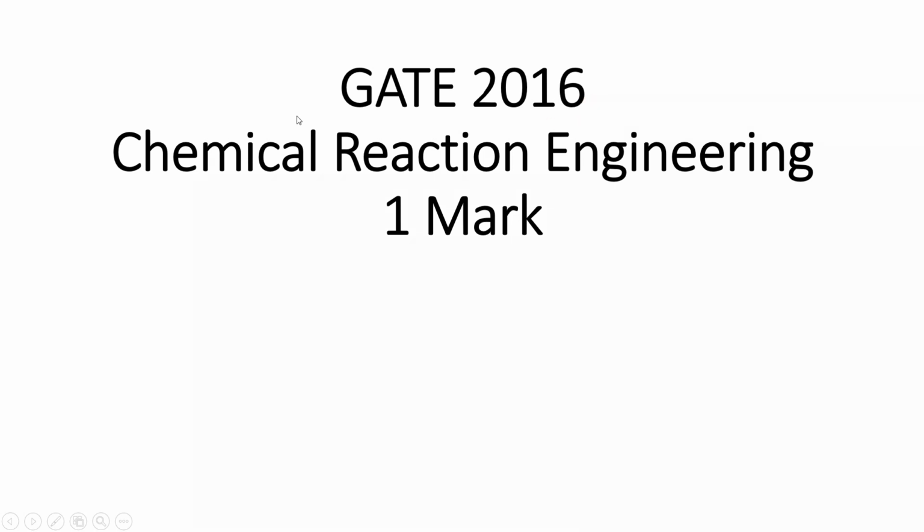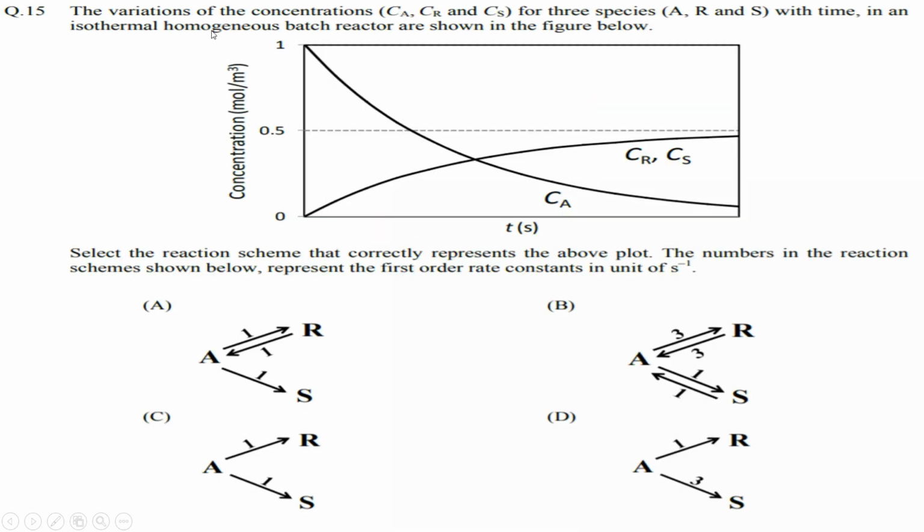Our next question is from GATE 2016 Chemical Reaction Engineering for 1 mark. The question: the variation of the concentration CA, CR, CS for the 3 species in an isothermal homogeneous batch reactor is shown in the figure below. Select the reaction scheme that correctly represents the above plot. The numbers in the reaction scheme shown below represent the first order rate constant in units of second inverse.